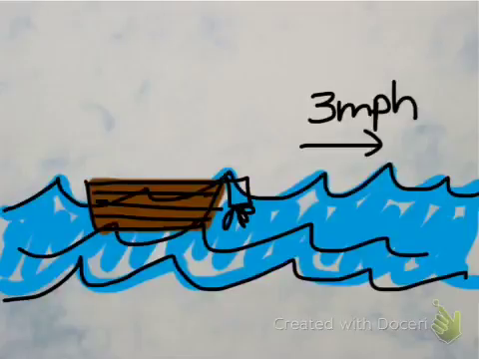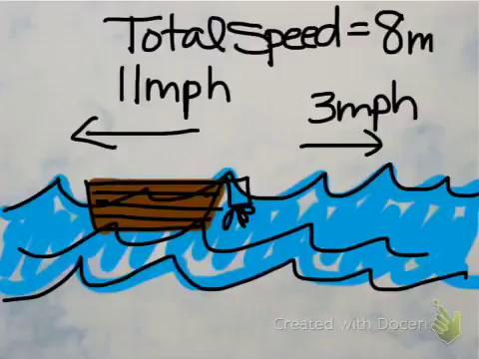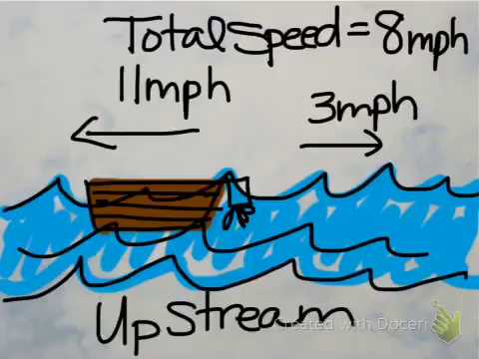So now if we take it the other direction and we have our boat traveling upstream 11 miles per hour, but the river is flowing downstream 3 miles per hour, we're not going nearly as fast. We have to take some of the speed off, and the way that we do that is we just do 11 minus 3 and we get the total speed to be 8 miles per hour. And again, that is upstream.